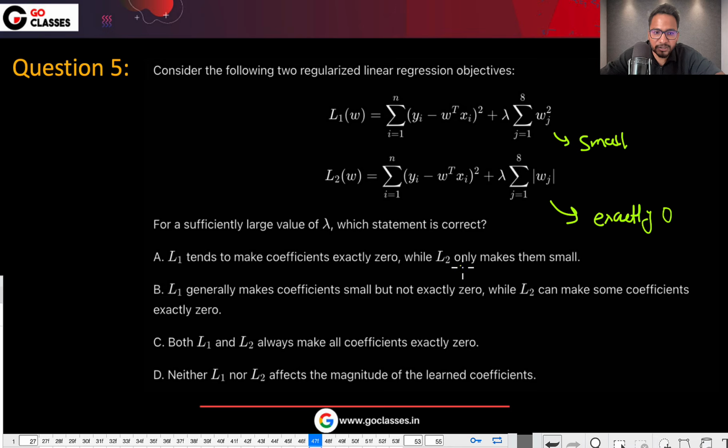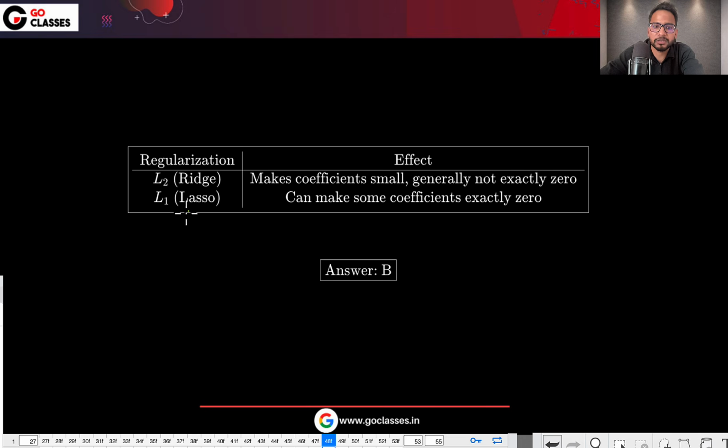So let me first select the answer. L1 generally makes the coefficient small but not exactly 0, while L2 makes the coefficient exactly 0. Yes, so B is the correct answer here, right? Based on the convention, L1 and L2 are the loss function names. So that's why B is the correct answer, because the L2 loss function is actually using the L1 regularizer. So basically the L1 regularizer, which is lasso.